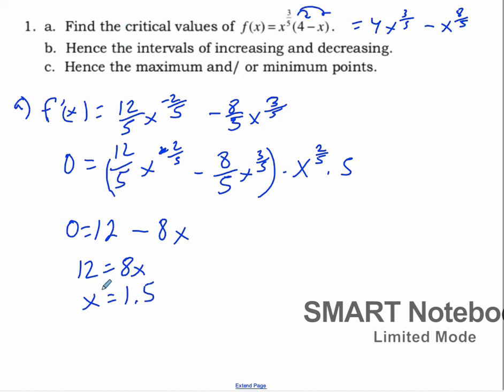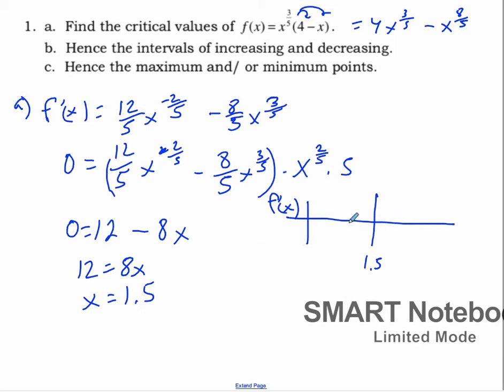Okay, so that's a critical value. So it's possibly a maximum or a minimum. Hence find the intervals of increasing or decreasing. So what we can do is we can look, so it's defined everywhere, and this is the critical value. This is the only place where it can possibly change from increasing to decreasing. So we'll look at values of the derivative to the left and to the right of 1.5.